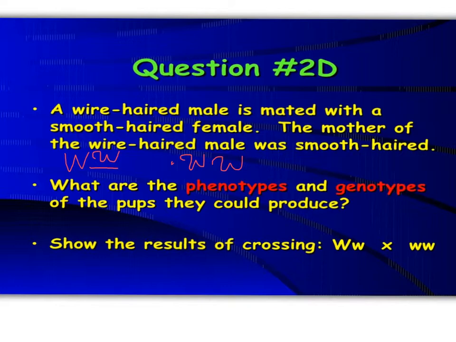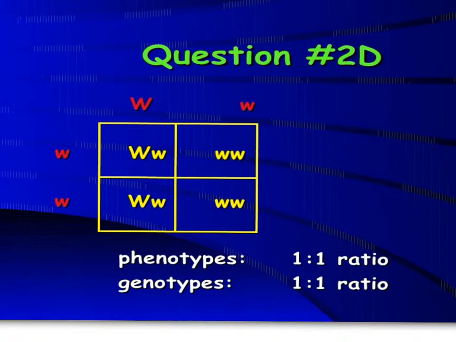Well, let's look at these on the next slide. And here we have our heterozygous wire-haired dog crossed with our smooth-haired dog. When we look at our Punnett square, we would have 2 that would be wire-haired and 2 that would be smooth-haired, and we can reduce that from 2-to-2 to a 1-to-1 ratio. With our genotypes, we have 2 that are big W, little w, and 2 that are little w, little w. Again, it can be reduced to a 1-to-1 ratio.